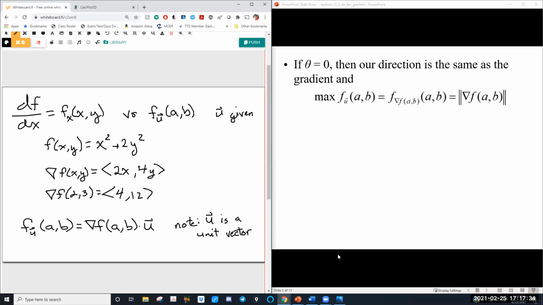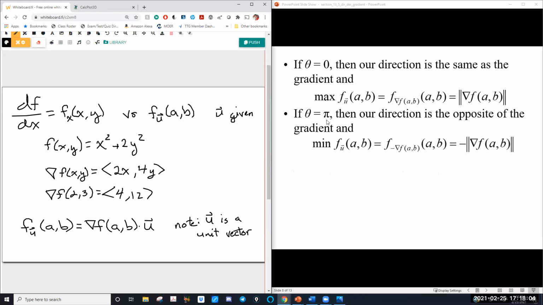So we went over those three cases. If theta is 0, then the direction is the same, and that's the maximum rate of change. The direction of maximum rate of change is given by the direction of our gradient. The maximum rate of change, which is a scalar, so how fast we're going, is given by the magnitude of the gradient.